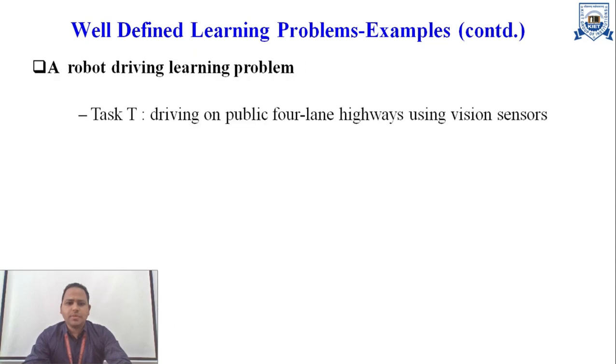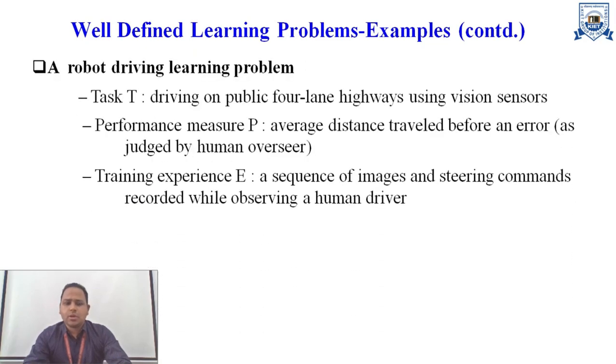Let's take one more example. So we have a robot driving learning problem. So what is the task here? We want a robot to drive a car, for example, in some kind of highway, by using some kind of vision sensors. So this is our main task. For this task, how will we measure the performance?